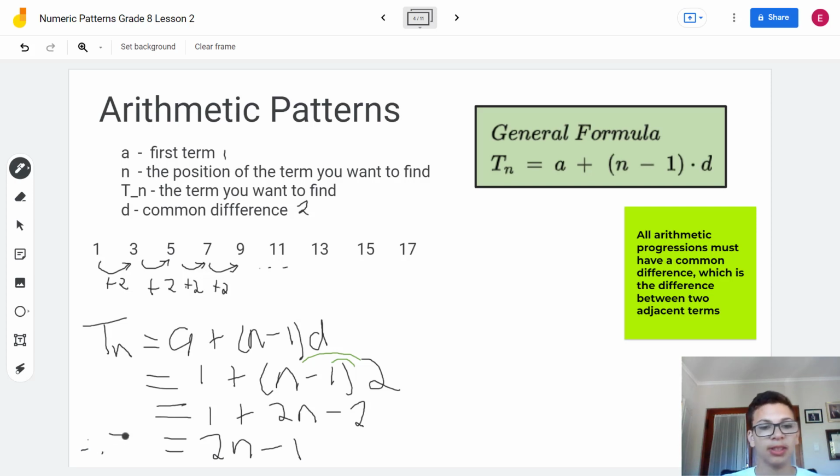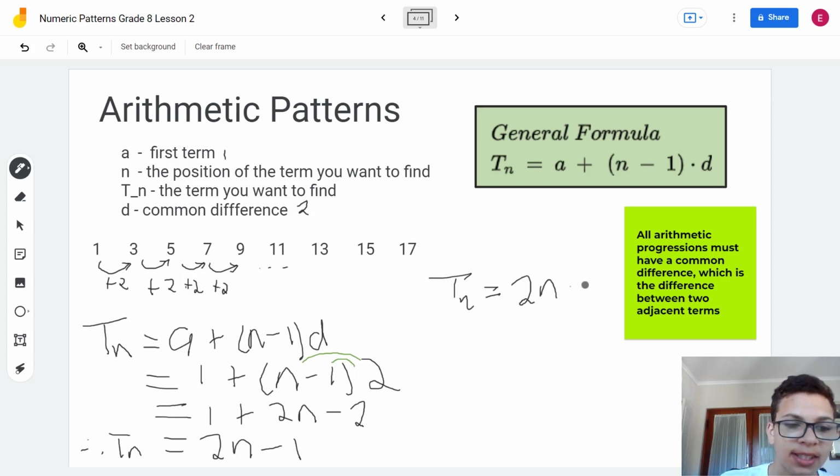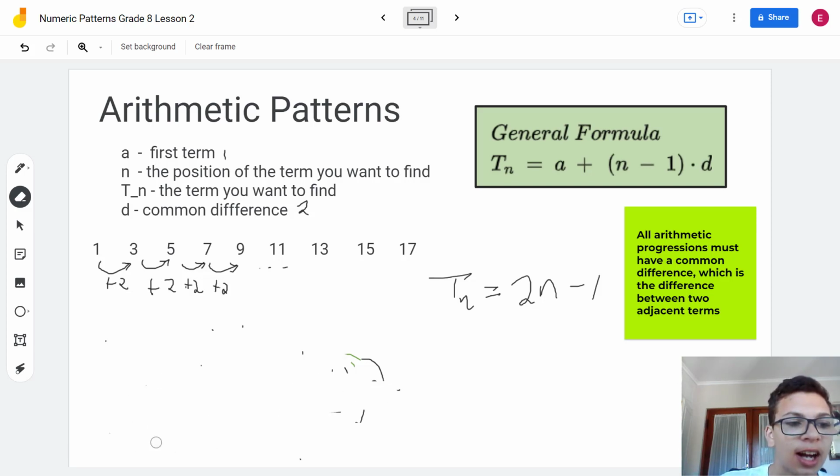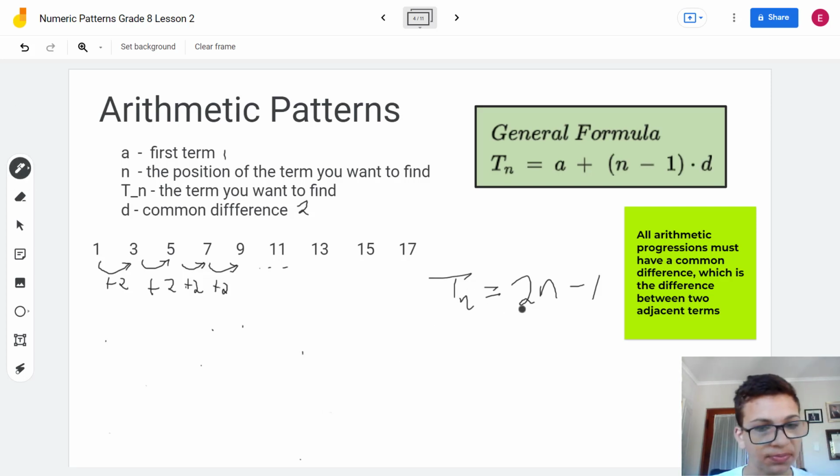So that's our general formula. So therefore, if we have Tn equals 2n minus 1, that's actually really helpful, because they usually have quite a few questions. They have an A, B, C, D, and so forth. If you find a general formula, it will help you a lot to find the next questions. For example, if you want to find the 100th term, you just say T100 equals 2 times 100 minus 1, which would be 199.